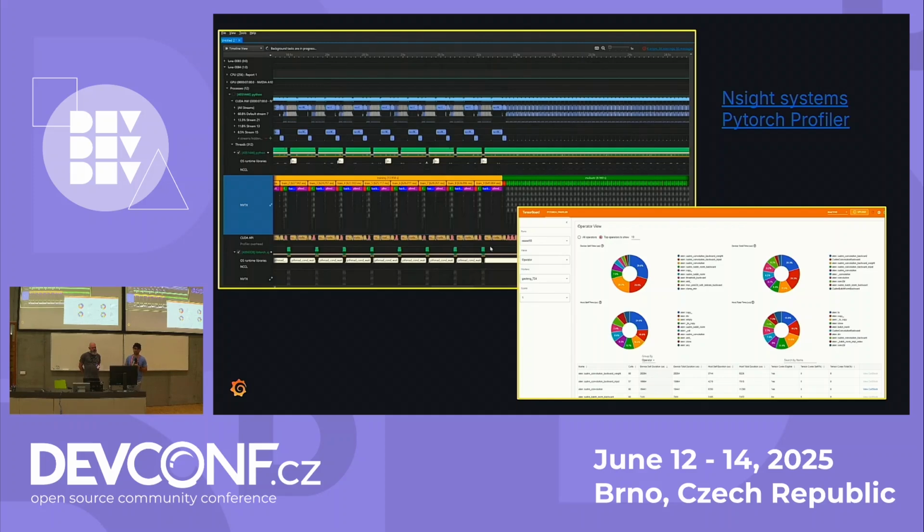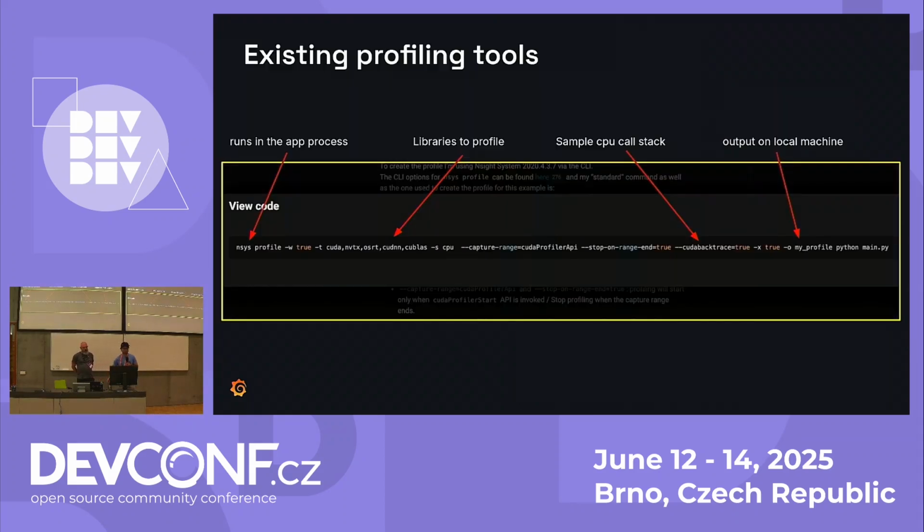So you don't really get a large-scale overview, especially if you have many GPUs, many tasks going on at the same time. You run into the issue that you need to run this profiling command for every single execution of your code. Profiling has a huge overhead. It needs to integrate with the correct libraries. So if you're using some weird component that doesn't really support profiling, you're out of luck as well.